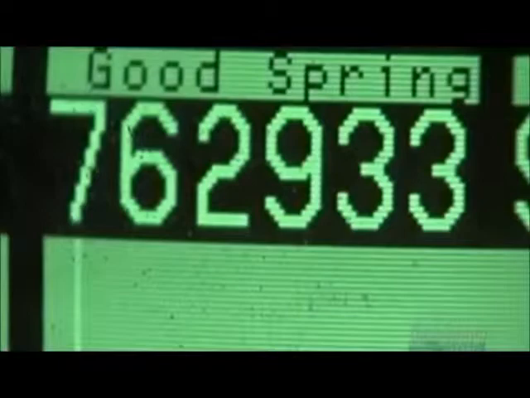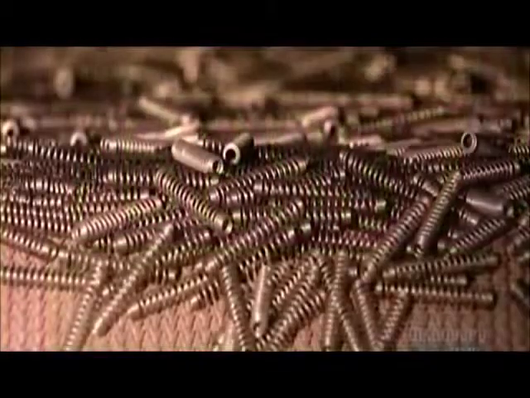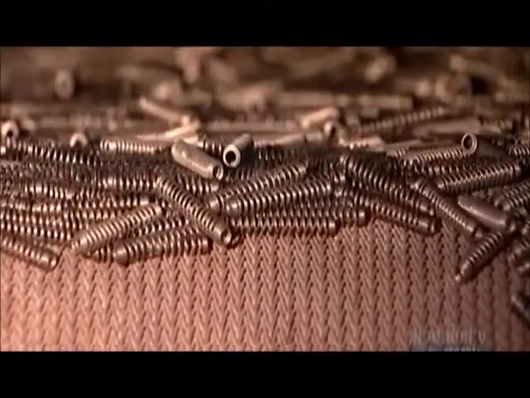The springs are also heated to relax the metal. This gives them the ability to retain their shape after flexing.